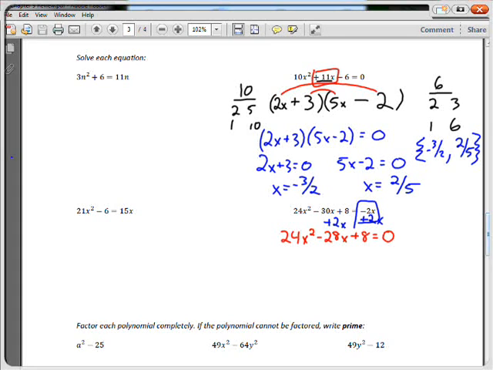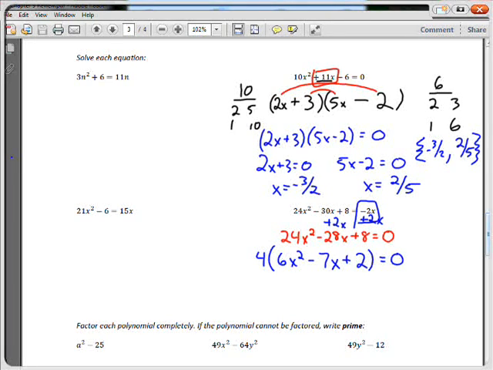And now again, remember what I told you a second ago, if you have a common factor, factor that out first. Well, between 24, 28, and 8, I've got a common factor of 4. So I factor out a 4. 24 divided by 4 is going to give me 6x squared, then minus 7x, and then plus 2 equals 0. Now I can factor what's on the inside of the parentheses much easier, and I don't have to deal with all the factors of 24, or all the factors of 8 for that matter.